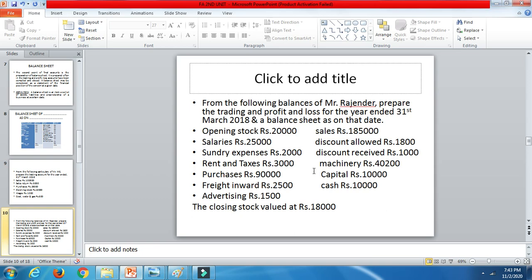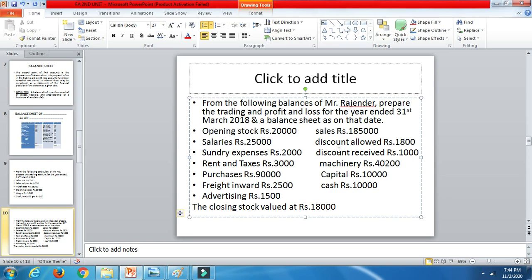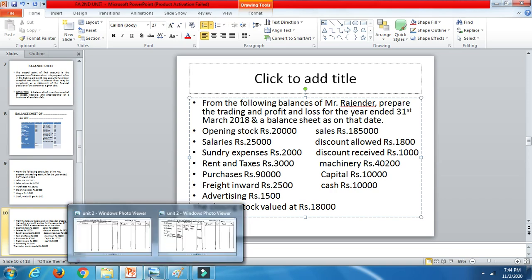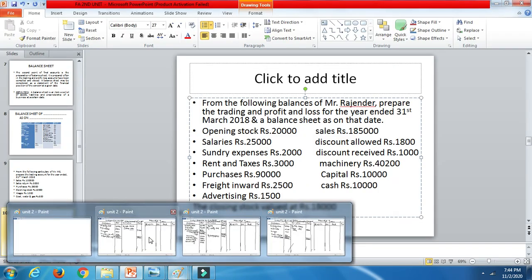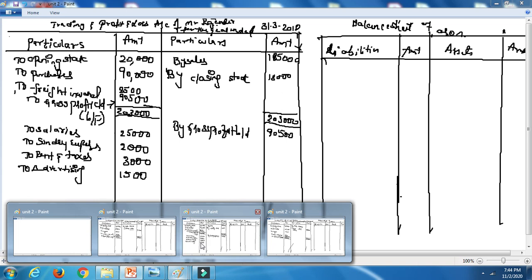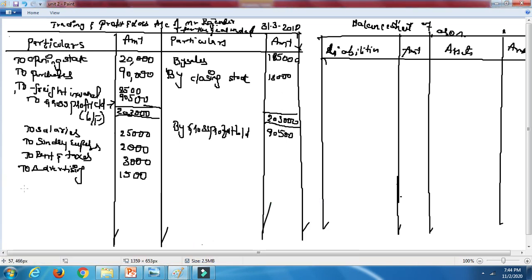Now all the items we have taken, sales we have taken in trading. Discount allowed and discount received. Discount allowed is nothing but discount paid. Discount received is an income. Discount is nothing but which you receive on sales, and it is office related. So discount or commission or interest means it will be office related, so you have to take it in the office account only. So discount allowed will be on the debit side.